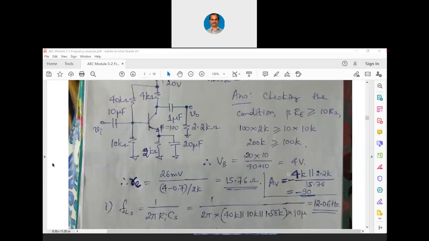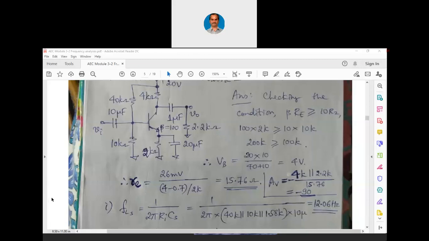Now, let us proceed finding out FLS. FLS is 1 over 2 pi into Ri into Cs. What is Ri? R1 parallel with R2 parallel with beta into Re. That we have substituted, and the capacitance is given as 10 microfarad. So, 1 over 2 pi Ri into Cs, we get around 12.06 hertz. Okay. Remember this value, FLS we got 12.06 hertz.